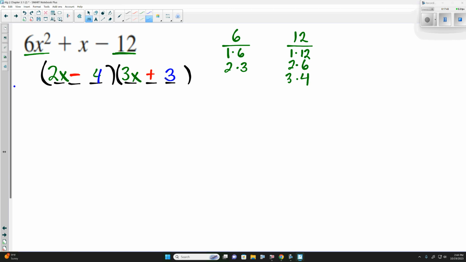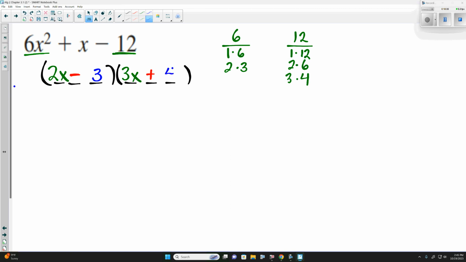Four and 3. 2x minus 4, 3x plus 3. Is there a greatest common factor between these? Yeah. And if we did check this here, we would get 6x minus 12x, which is negative 6x. So we do have a greatest common factor. And if we did check it, it doesn't work.